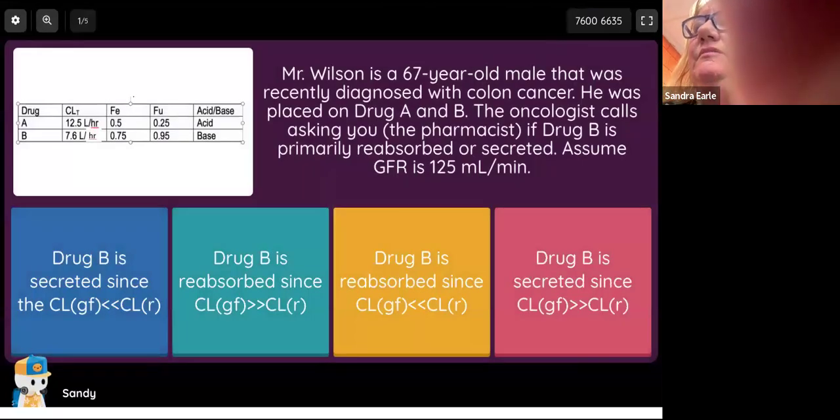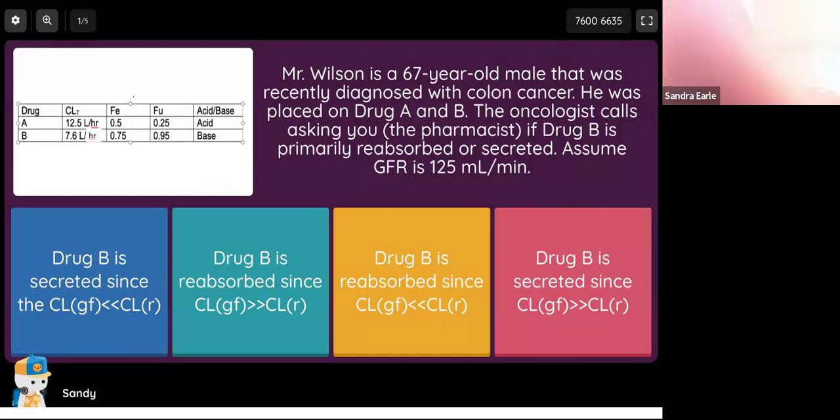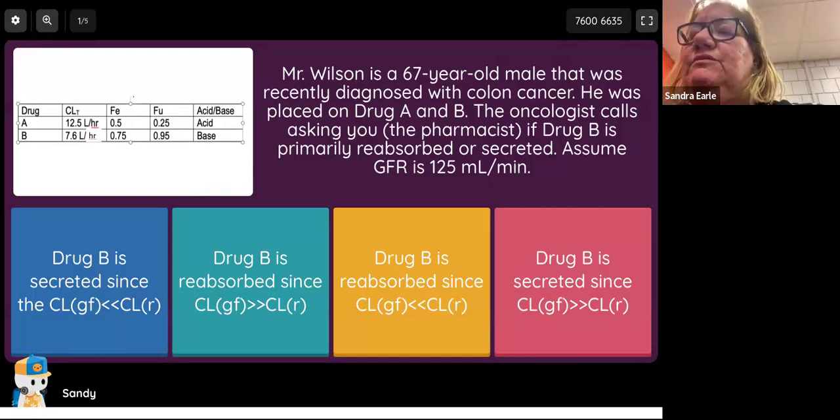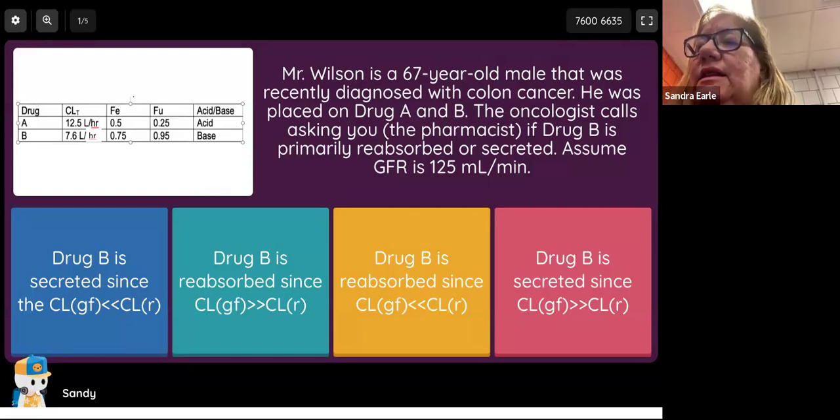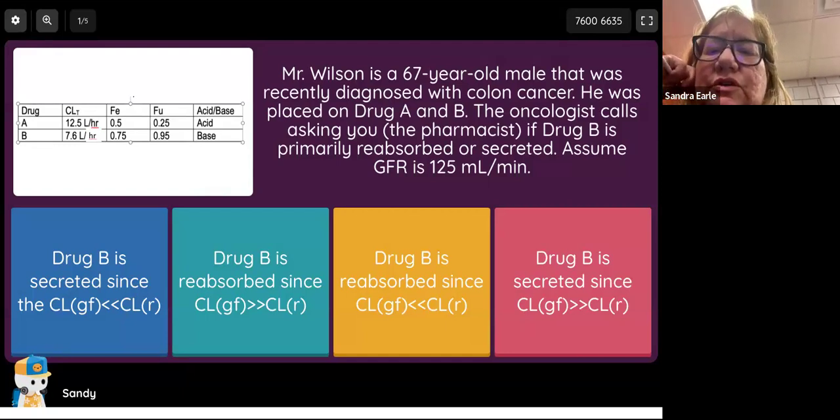Okay. Mr. Wilson is a 67-year-old male that's recently diagnosed with colon cancer. He's placed on drug A and drug B. The oncologist calls you and asks if drug B is primarily reabsorbed or secreted.